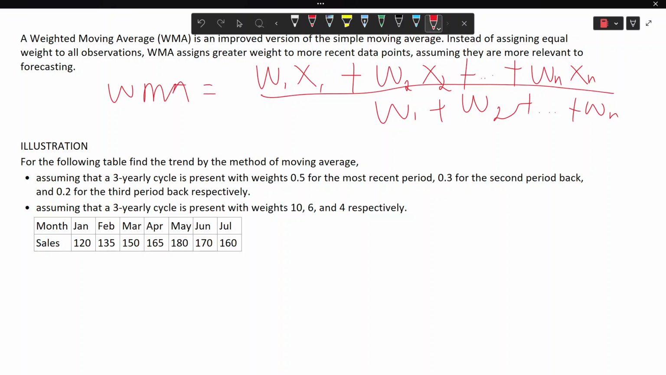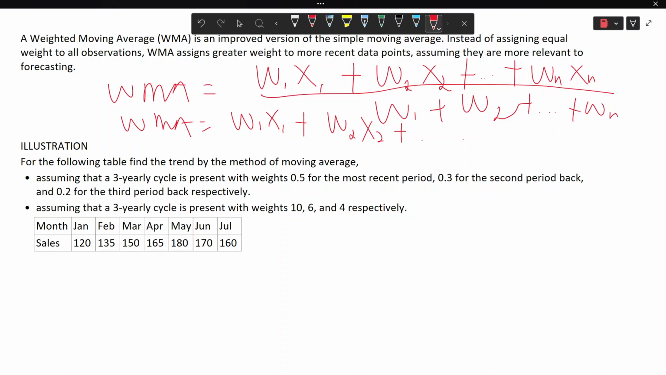Okay, so let's take an illustration. Also take note that if the sum of the weights is given as 1, ideally there's no need for us to divide, because every number divided by 1 is the number itself. So if the summation of the weights is 1, then your weighted moving average becomes just the weights times the values added together, in that order. Because at the end, when you divide, you are still getting the same answer.